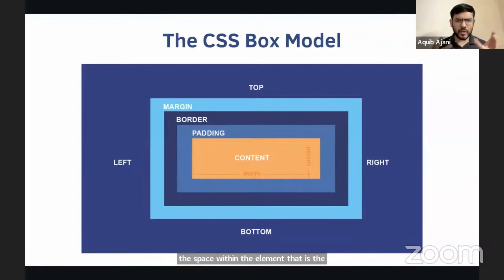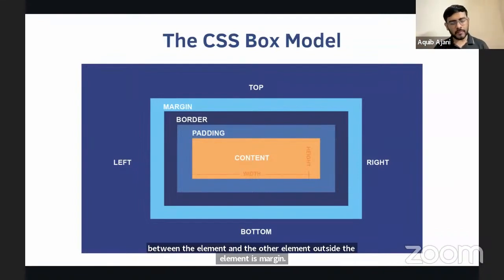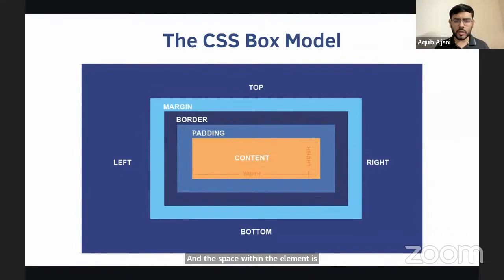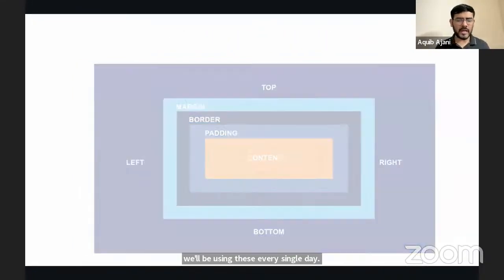So that's the idea. Again, if you take the example of a house, then the space between your house and the main road, or the house and the footpath, the boundary of your house, that would be the margin. So the space between the element and the other element outside the element is margin, and the space within the element is padding. So these are the four properties of the box model. Again, content, padding, border, and margin. We have seen how to style them. You can spend some time on W3Schools as well as on MDN if you want to read more about these. Again, like I said, we'll be using these every single day. So anyway, they'll be repeated multiple times.